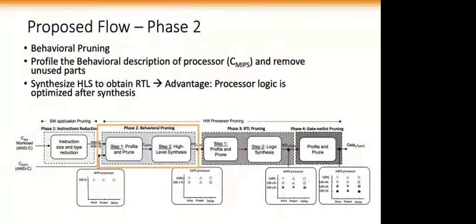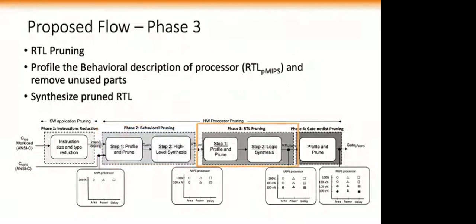Phase 2 does the pruning at the behavior level. So the input is the behavior description of the C processor, the MIPS processor. We profile, simulate the code, and we remove all the instructions not being executed. After this, we call the high-level synthesis tool, and our process generates synthesizable RTL code. And the advantage of this flow is that the high-level synthesis tool will fully re-optimize the RTL code based on the logic of the pruned description.